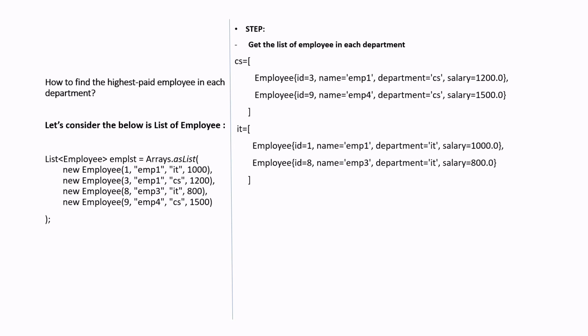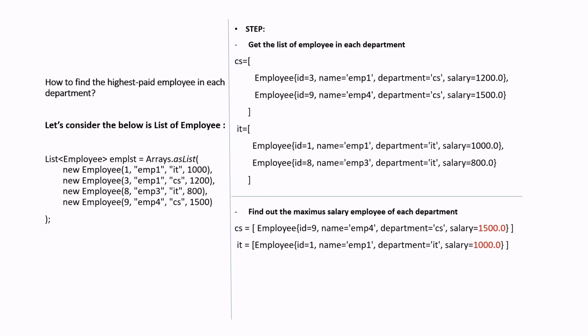Okay, and as part of the second step, in the CS department, you need to find who has the maximum employee salary. Just like in the IT department, we also need to find who has the maximum salary. So as part of the result we expect: find the maximum salary employee of each department. In the answer we expect: CS department employee ID 9 has the maximum salary, and that maximum salary is 1500. In the IT department employee ID 1 has the maximum salary, and that maximum salary is 1000. Okay, then how will we solve this question using Java Stream API?